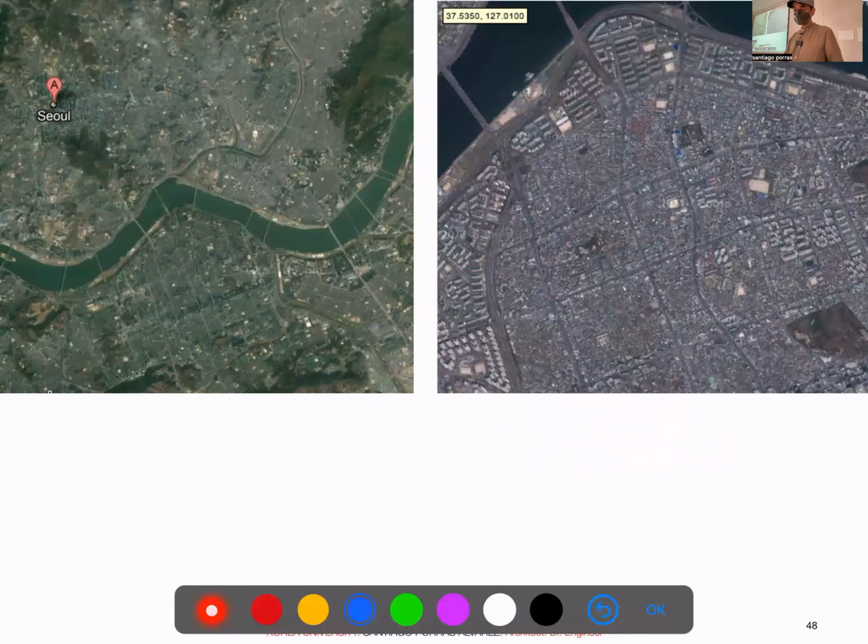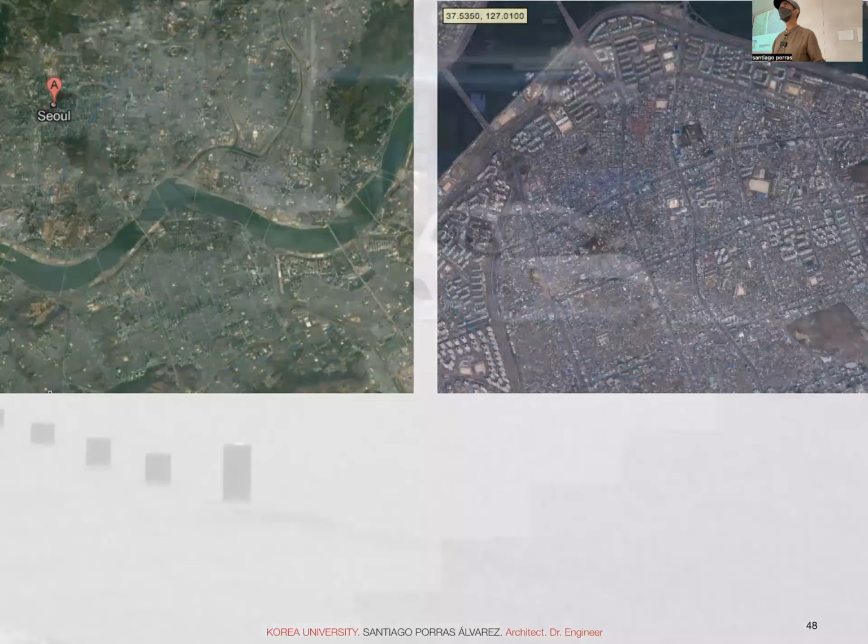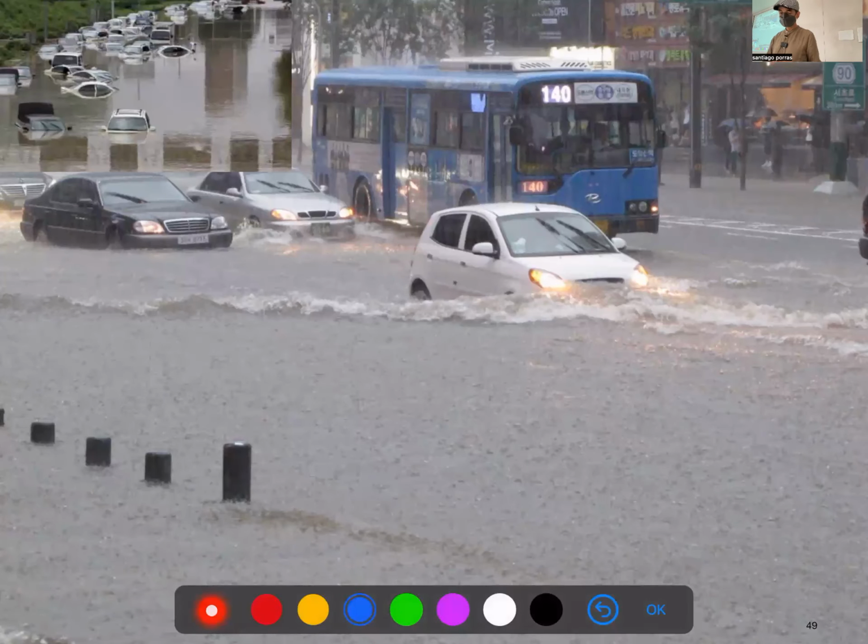Well, the point is we have a huge surface of buildings with basements right over there, and this is all blocking the water. So it's no wonder we have flooding from time to time.